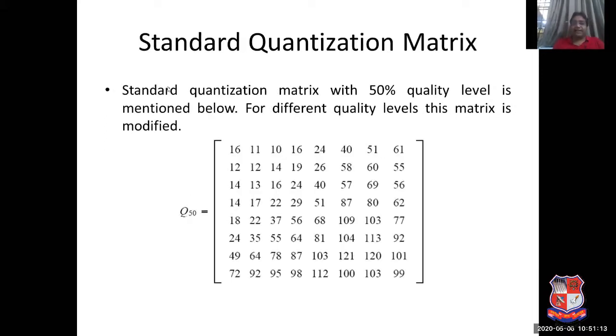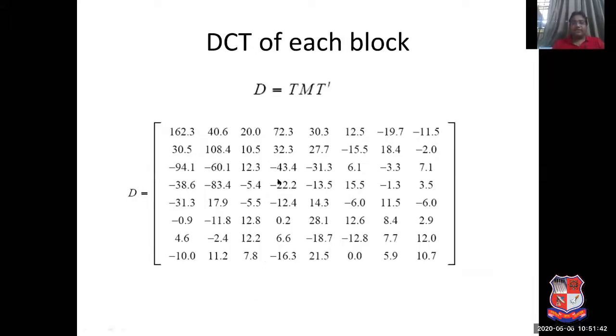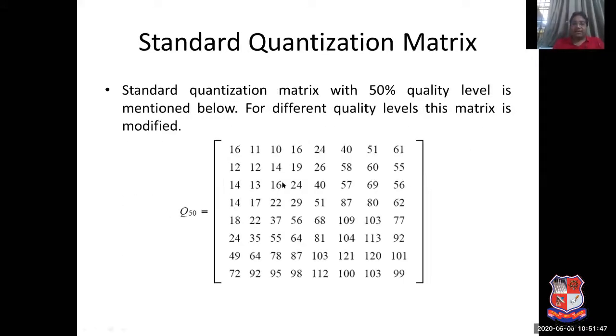So how is the quantization matrix generated? This is one standard quantization matrix which you can use as per the JPEG standard. The 50% quantization matrix is this one. Now if you want a quality level less than 50% or more than 50%, accordingly you need to change this. If I want only a 50% quality level, then I already have this D, which has 64 coefficients, and this quality matrix with 50% also has 64 coefficients.